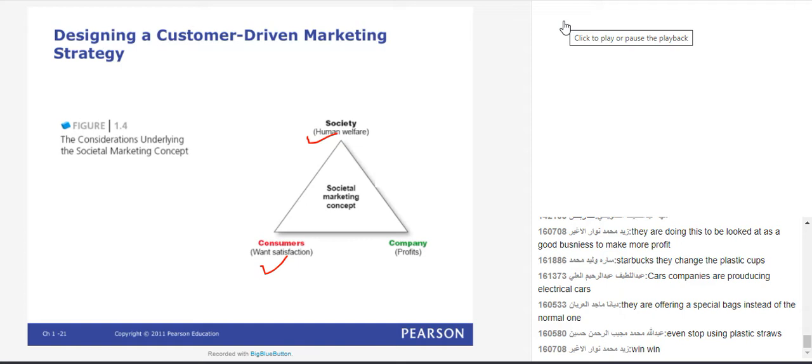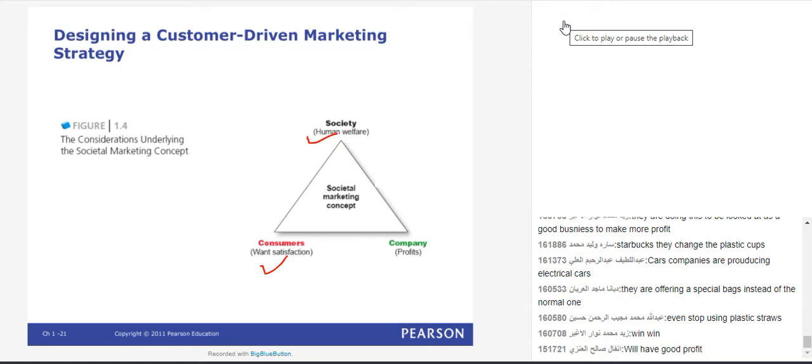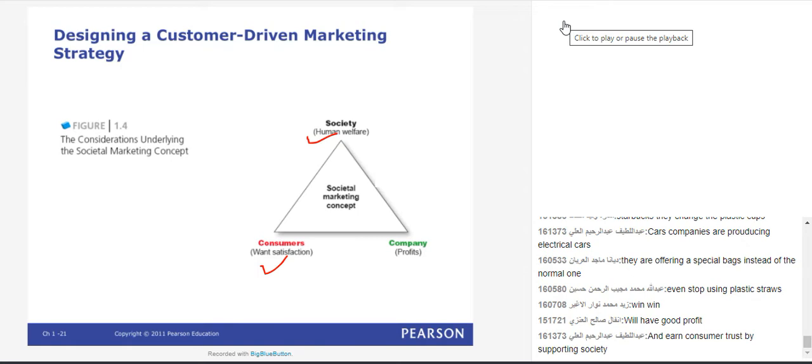Because people now are aware and conscious about businesses that are ruining the environment, and they don't buy from them even if they are cheaper. So these companies want to look good in the eyes of the customers and the society, so they can benefit more and more. Exactly, Abdul Latif. Very good.